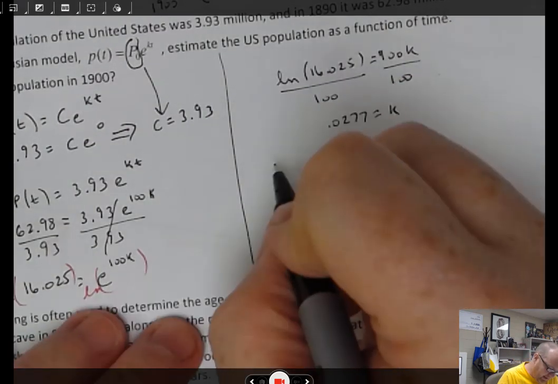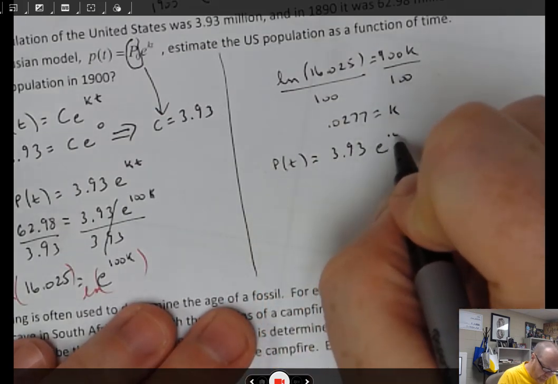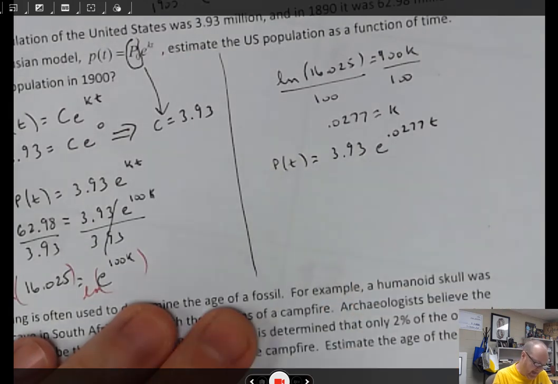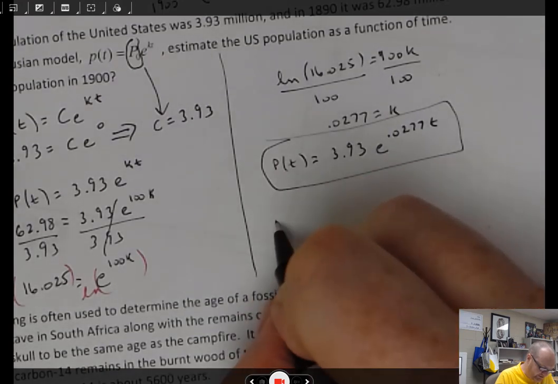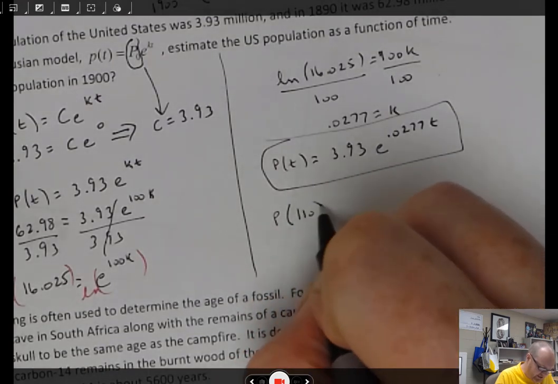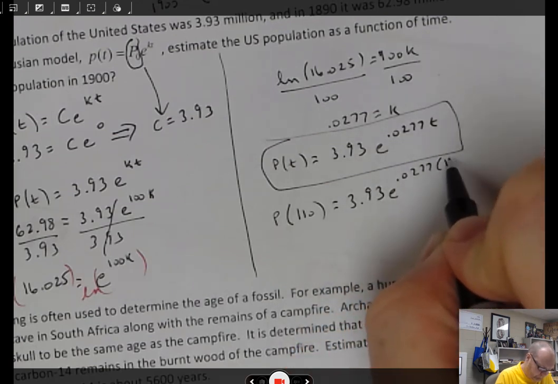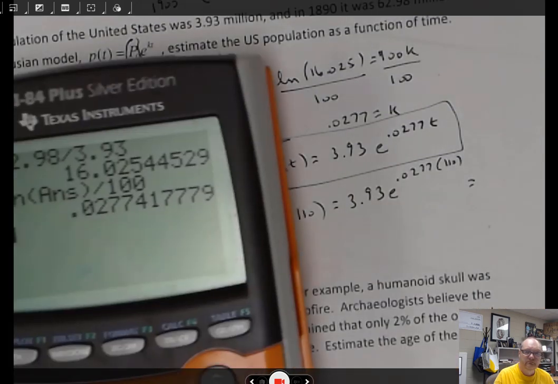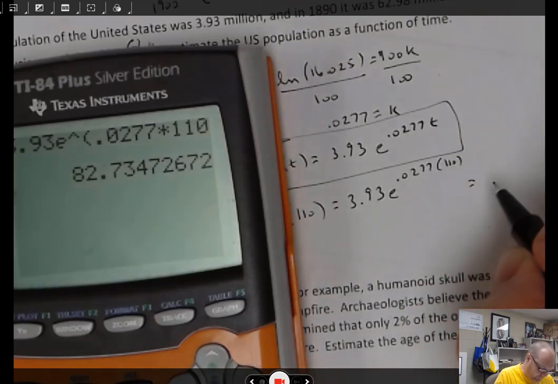So now my model looks like P of t is equal to 3.93 e to the 0.0277 t power. That describes the population at any time t. In particular, I want the population at 1900, which is after 110 years. So 3.93 times e to 0.0277 times 110, and it looks like 82.73 will work.